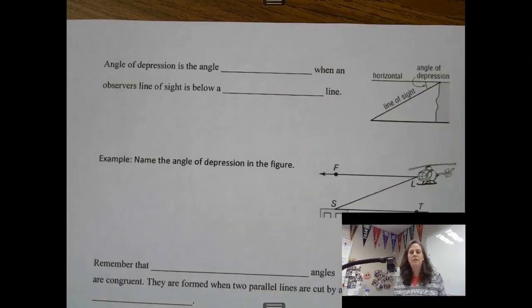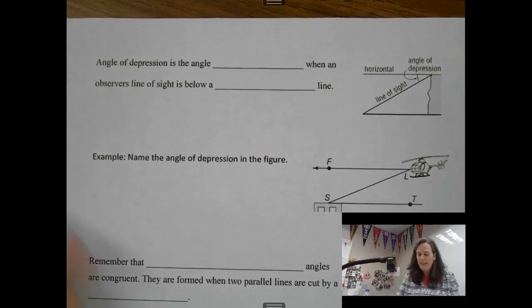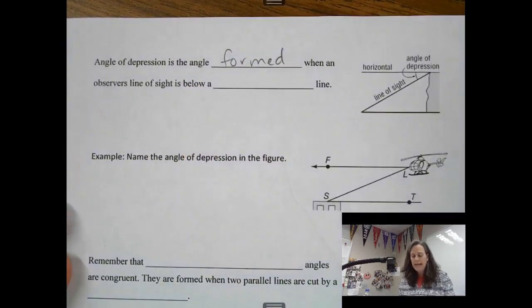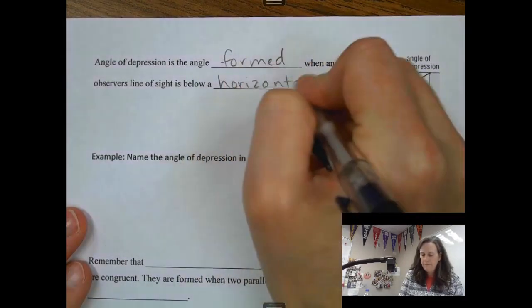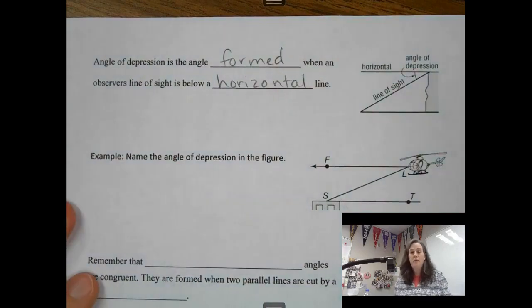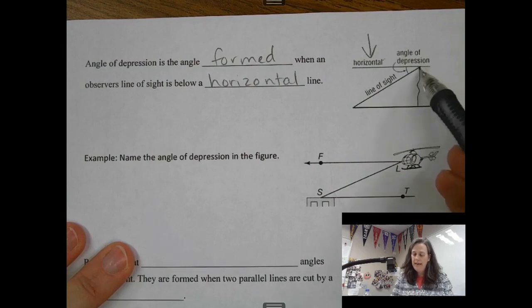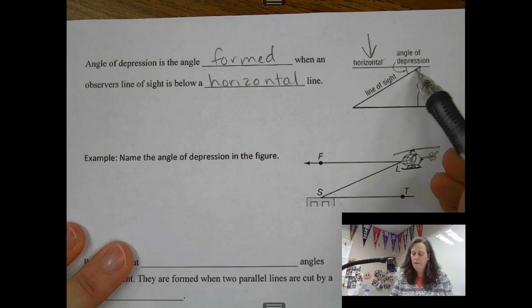Now on the other side, we want to look at angle of depression. Not the kind of depression like where you are feeling mentally and emotionally drained. A little bit different. That's the one I always think of. Angle of depression is the angle formed when an observer's line of sight is below a horizontal line. So we're going the other way now. This is the horizontal line up here, and there's this angle below it. That's a depression, an angle of depression.